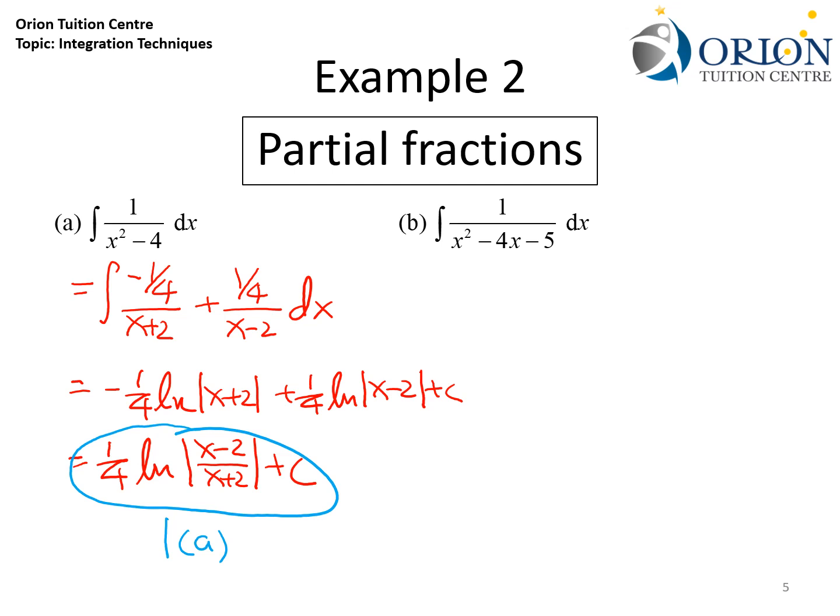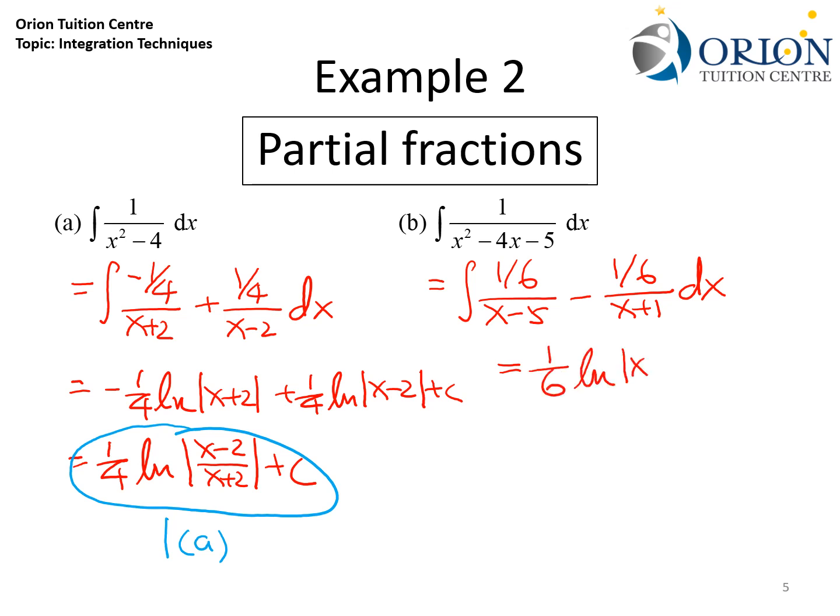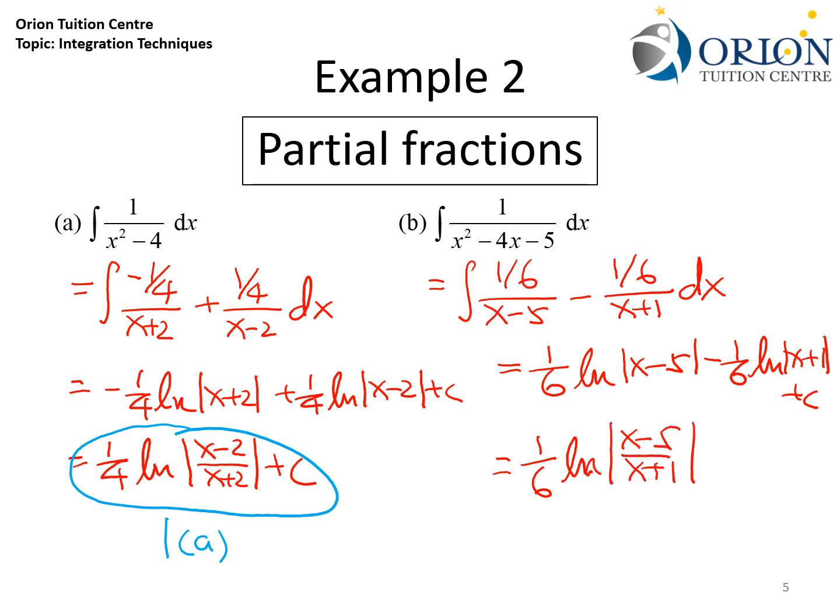In example 2b, we can do the exact same thing by changing this into its partial fraction, 1 over 6 over x minus 5 minus 1 over 6 over x plus 1. And we can therefore integrate this to become 1 over 6 ln x minus 5 minus 1 over 6 ln x plus 1 plus c, which we can simplify into 1 over 6 ln x minus 5 over x plus 1 plus c.